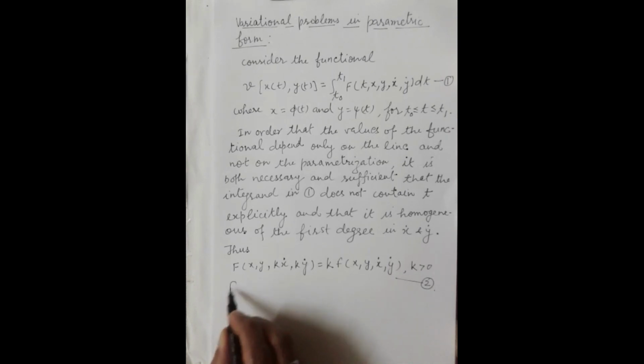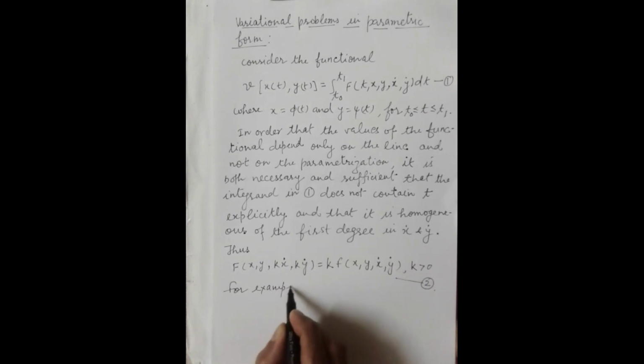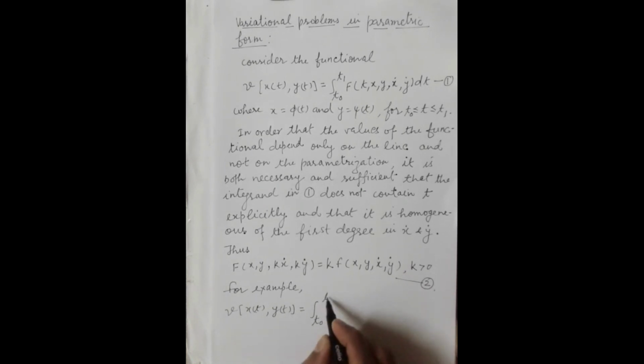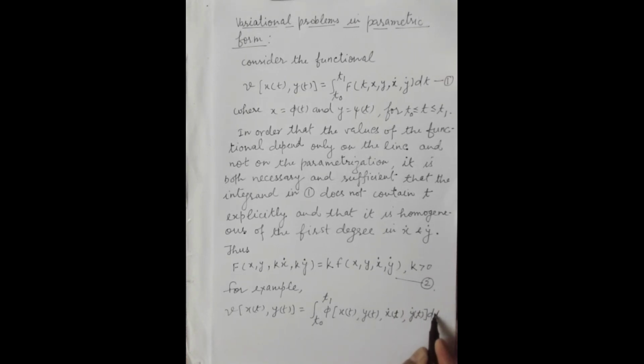For example, v[x(t), y(t)] is equal to the integral from t0 to t1 of phi(x(t), y(t), x dot(t), y dot(t)) dt, where phi satisfies the homogeneity condition 2.